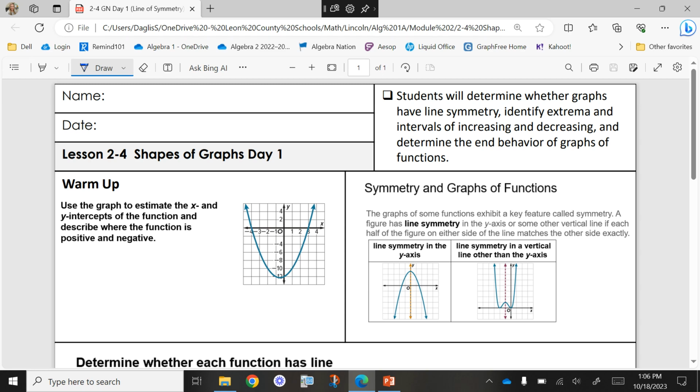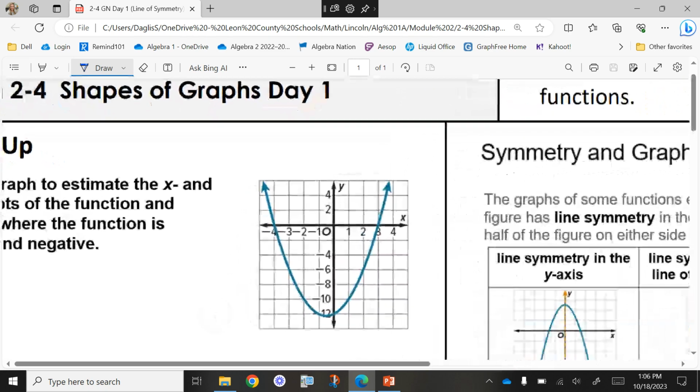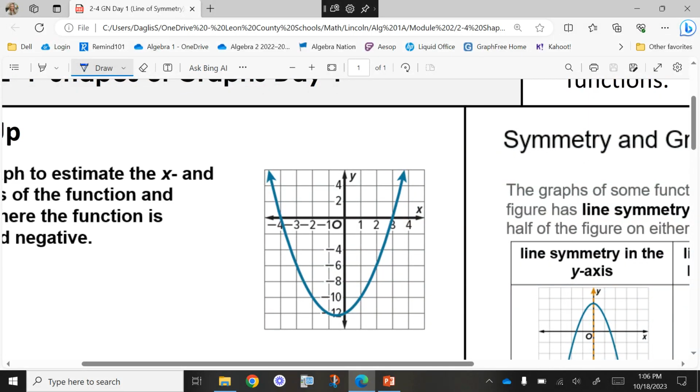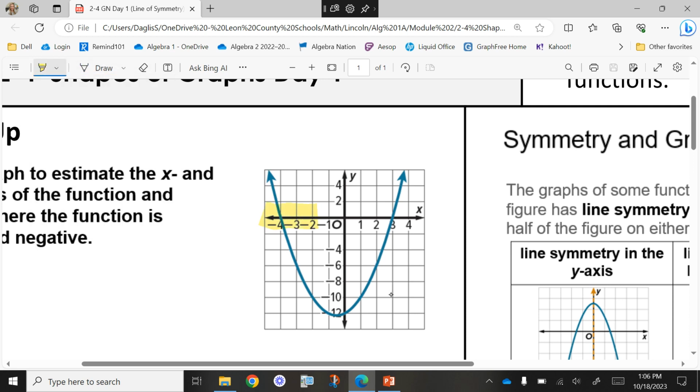So on our warm up today, it says use the graph to estimate the x and y intercepts of the function and describe where the function is positive and negative. So let's start with what it asks first, the x and y intercepts. An x-intercept is where it crosses the x-axis, and my x-axis is this guy right here. So where is my parabola crossing that x-axis? 3 and negative 4.